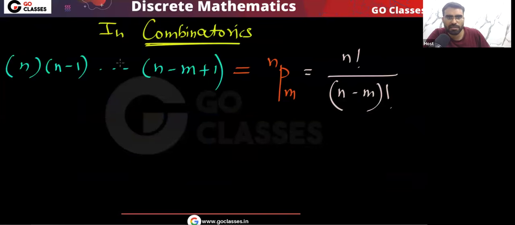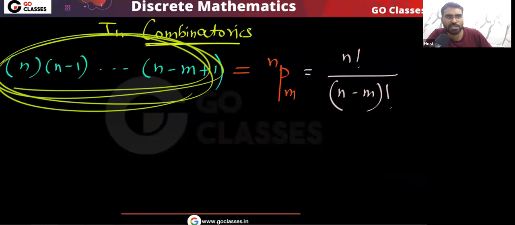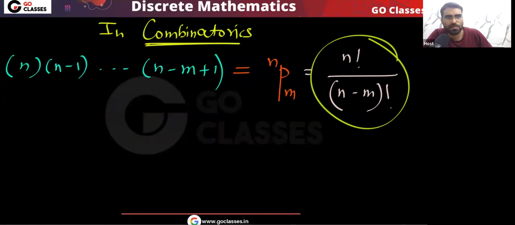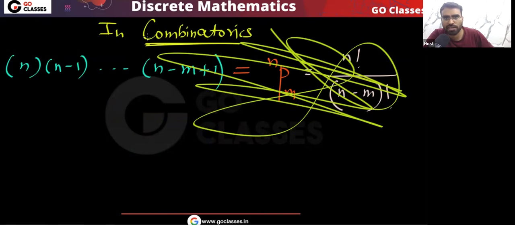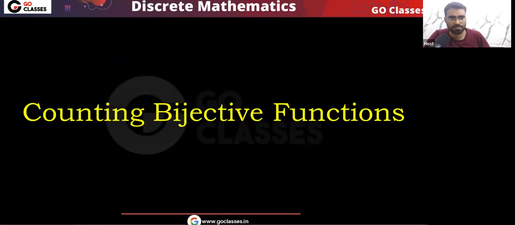Remember, in combinatorics, you will see this value that we have seen. But don't worry about it right now. Okay, let's move on now.